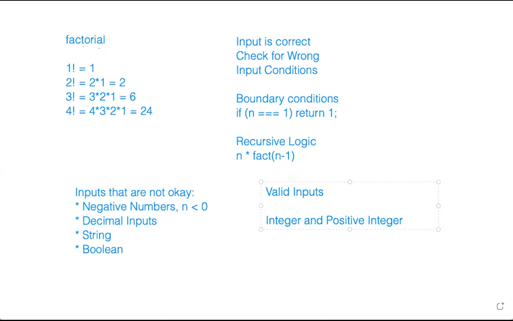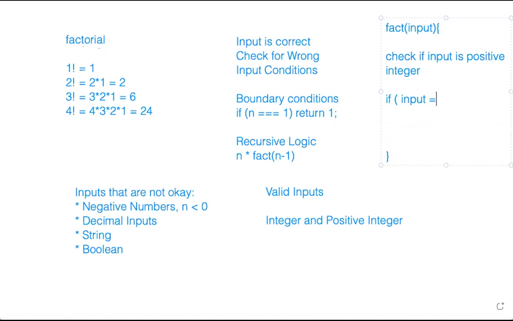We can check the input. So if our function looks like this, let's say I start writing my function here, factorial of input. I'm writing some pseudocode here. So the first, should we check if input is positive integer, then only engage. If the input is a positive integer, then it goes down. If the input is equal to 1, return 1, right?